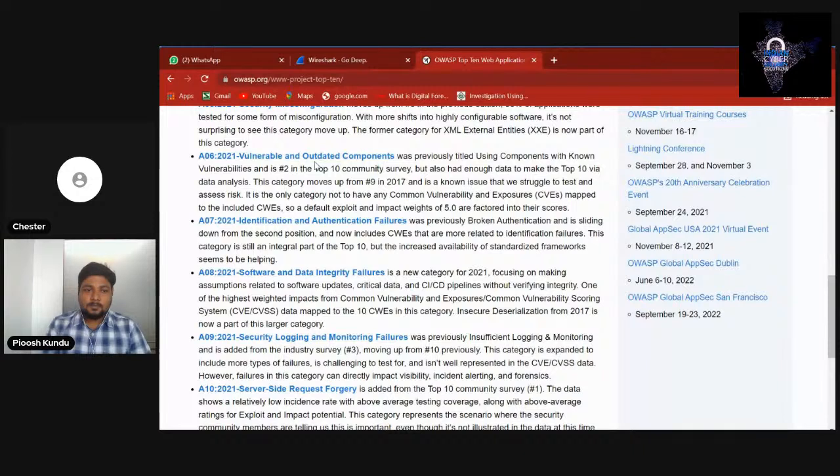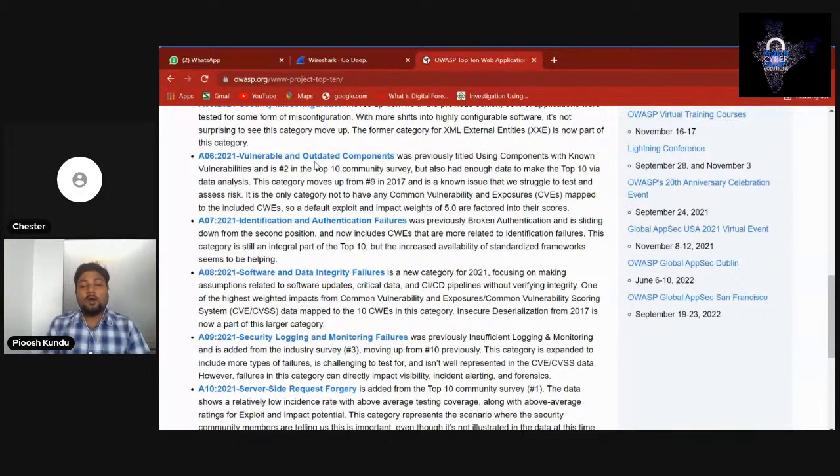This is the category. This is not only in the Common Vulnerabilities and Exposures, that is the CVEs, that are mapped to the included CWEs, or Common Weakness Enumerations. So the default exploit and the impact weight of 5.0 are factored into the score.